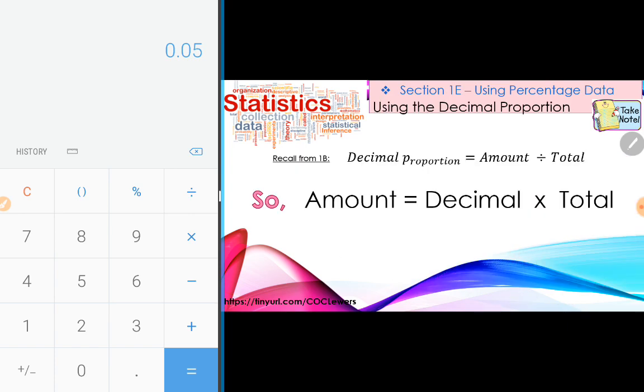All right. Now for our last example, let's think back to 1B and remember the decimal proportion was given to us by the amount divided by the total. So the amount of people that have a certain trait divided by the total number of people in the group. We can rearrange this, and the reason we want to find decimals is because I can stick a decimal into this equation and put it in the calculator much more easily than dealing with percentages. So if I want to find the amount of people that have a certain trait, I can take the proportion, which is the decimal, and multiply it by the total number of people in that group. Let's look at an example of that.